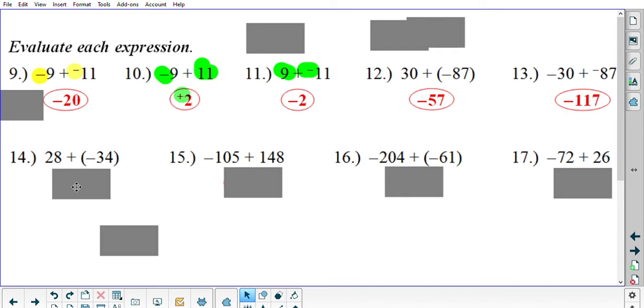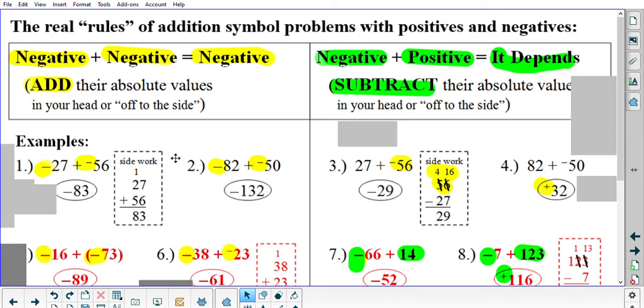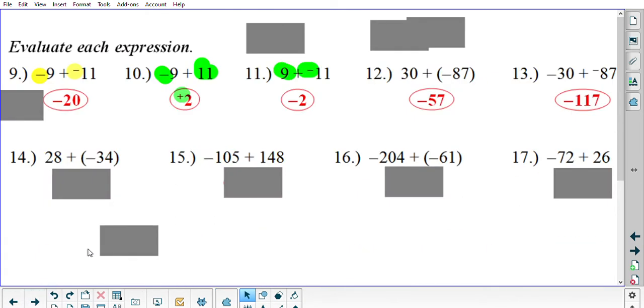Problem number 14. We have two numbers that have different signs. The 28 is positive, but the 34 is negative. That is the scenario that I have highlighted in green on the top right of the page. You're going to subtract in your head. That would give you 6. Should it be positive or negative? Well, which number had the bigger absolute value, the positive guy or the negative guy? Well, it's clearly the negative number that has the bigger absolute value. So the answer is going to be negative.